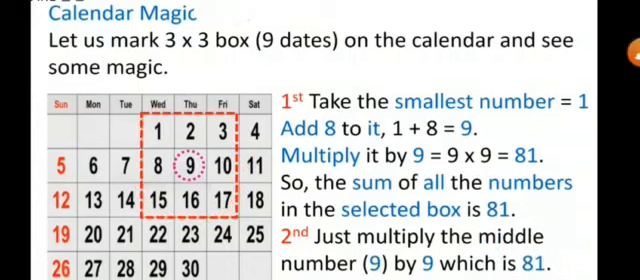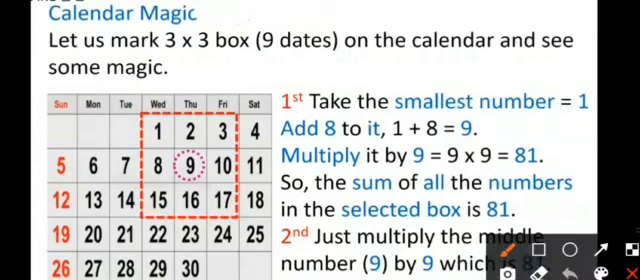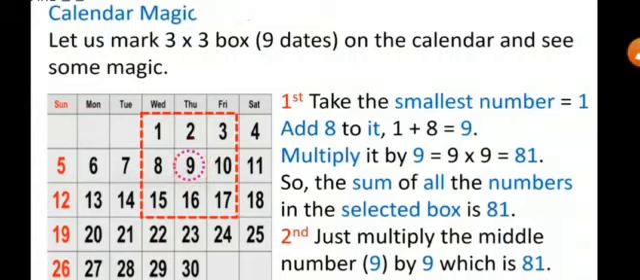Second method, in which you have to select the middle number. Here it is 9, and multiply it by 9. So you will get the answer, 9 nines are 81. That is the sum of all the numbers in the selected box.